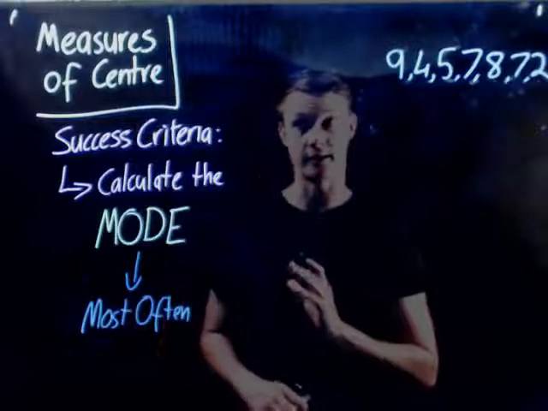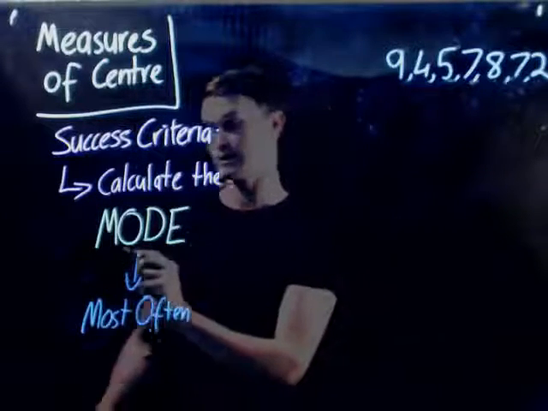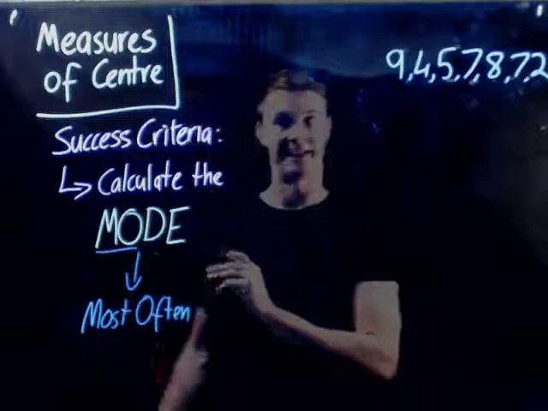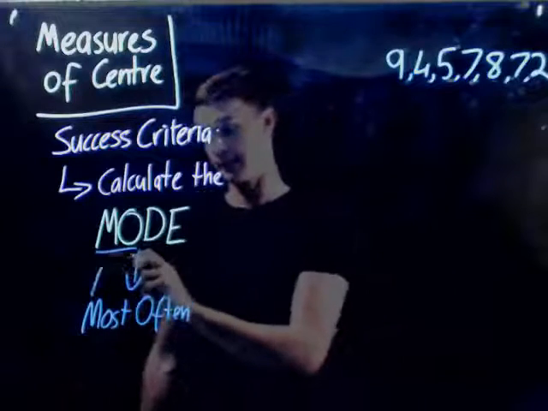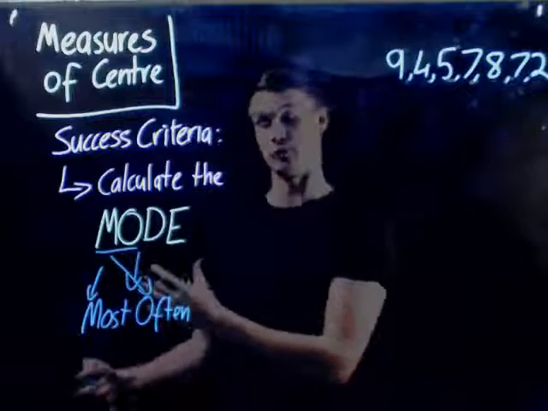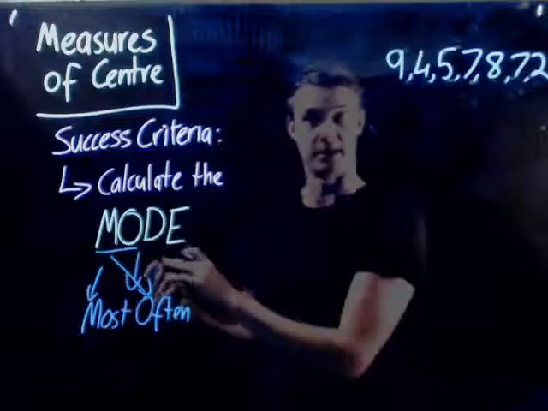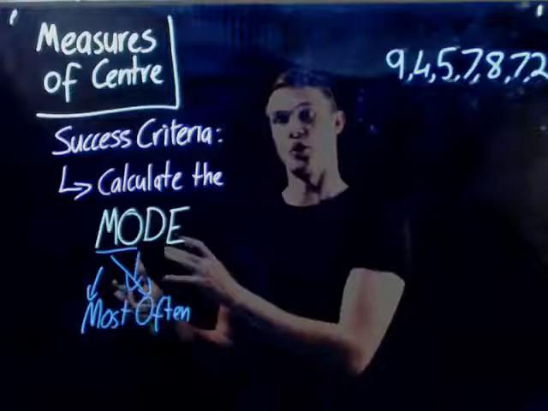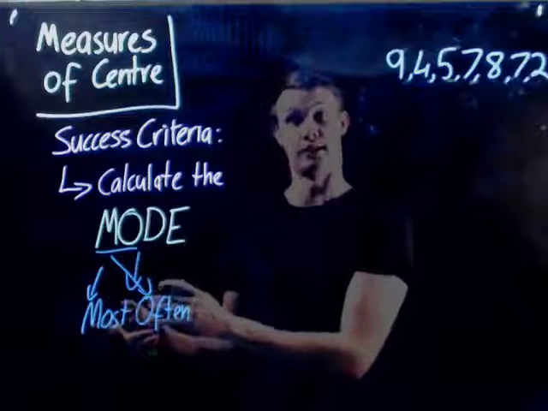Now a cool way to remember what mode is, if you just use those first two letters, MO, that means most often. So when you're getting confused between mode, median, and mean, think of mode as the one that occurs most often in a data set.